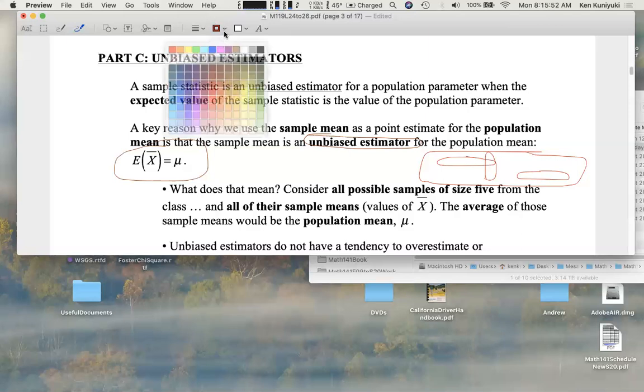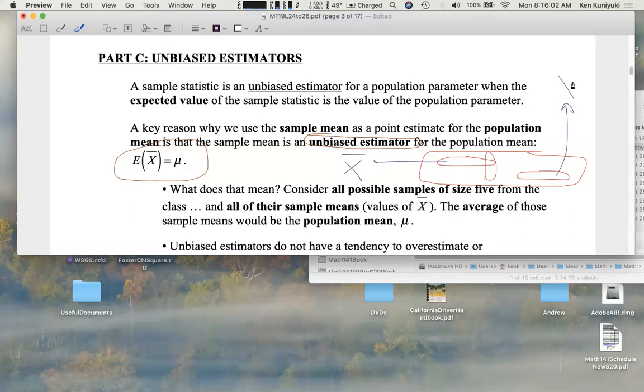So if you consider the sample mean you get from this sample of 5 students, you consider the sample mean from this sample of 5 students, you consider the sample mean from this sample of 5 students, you get these various values for x bar. If you consider all of the sample means from all possible samples of size 5, and if you line them all up and take their average, the average for those sample means, the expected value of the sample means, will be mu, the actual population mean test score for the overall class.